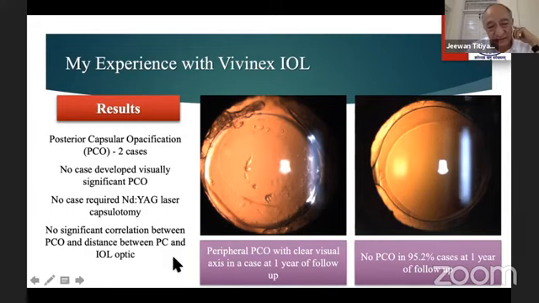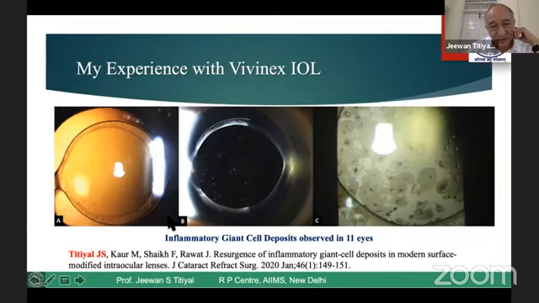And none of the cases had glistenings. Some cases, we have reported this also, had a little bit of cellular growth, like epithelial cells growing onto the periphery of the lens, without any inflammatory signs. We checked their AC cell flare meter. They didn't have any cells or flare, but they did have these cells appearing around 3 to 6 months subsequently. And these cells never grew towards the center. They were in relation to the capsule only.